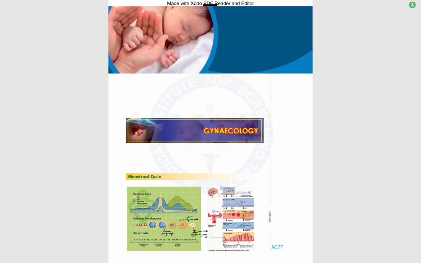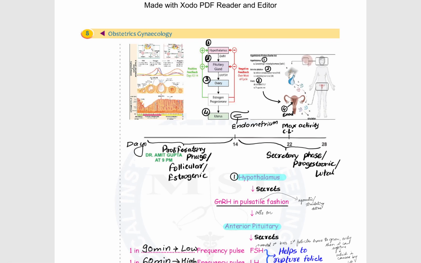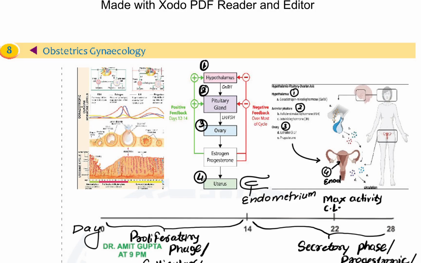Guys, today we will be revising gynecology, so we'll do it really rapid, really quick. So we'll start with the menstrual cycle. Initially, the hypothalamus gives feedback to the pituitary gland. It releases GnRH. Then the pituitary gland releases LH and FSH and stimulates the ovary. The ovary releases estrogen and progesterone, and then it gives positive feedback or negative feedback depending on the days.